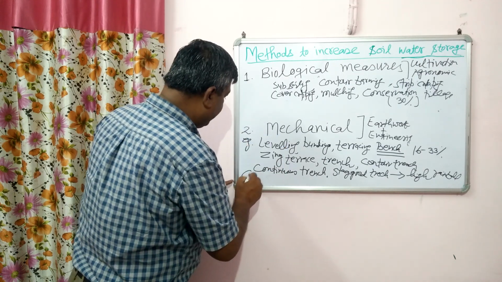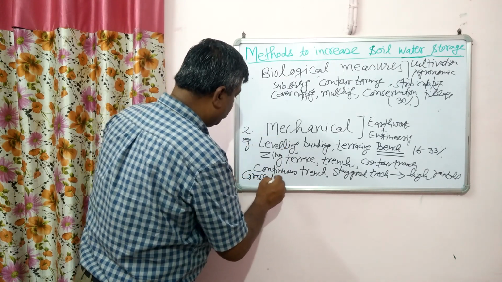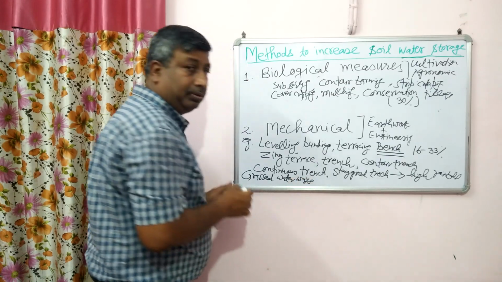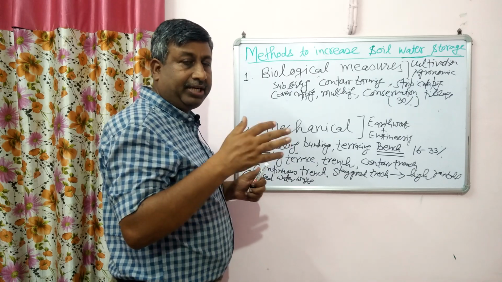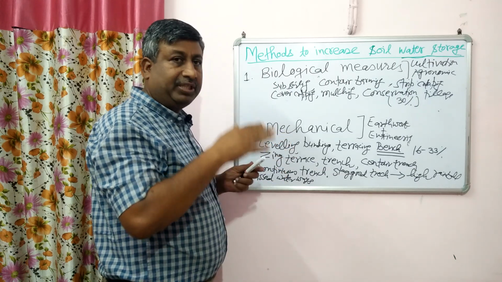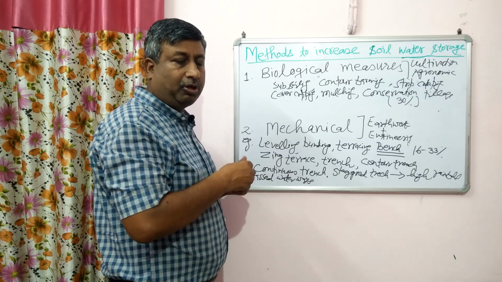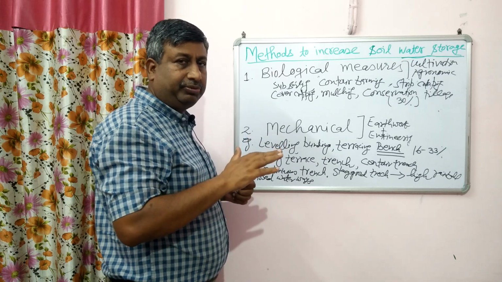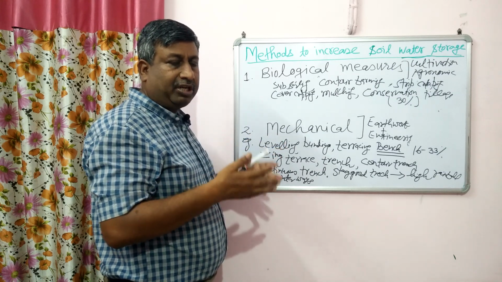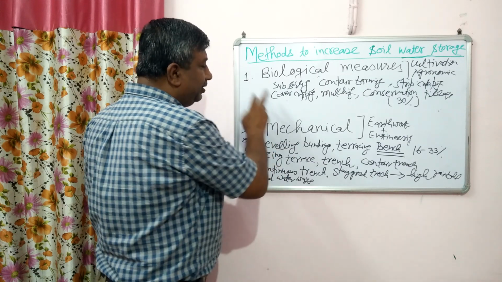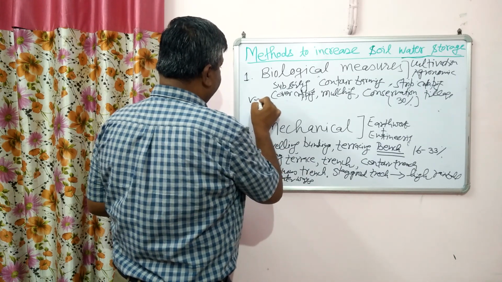Then grassed waterway. So grasses are grown in the drainage channel, so that water moves with a safe velocity, because these grasses act as a physical barrier to the velocity, so runoff velocity is reduced. And these grasses add organic matter, so infiltration and percolation increase.